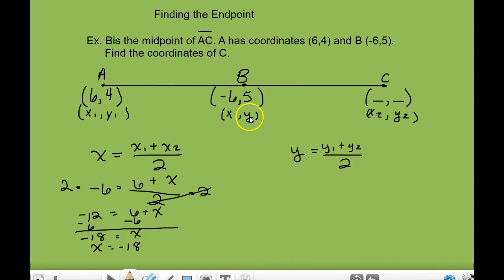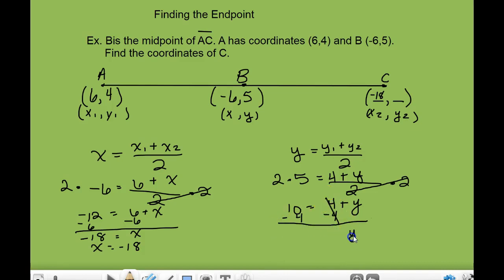I have y. y is 5. y1 is 4. y2, that's what we're trying to find. Oh, I forgot to fill that in. Our x2 is negative 18. Again, you multiply both sides by 2. They cancel. So you have 2 times 5 is 10, equals 4 plus y. We subtract 4 from both sides. And y equals 6.